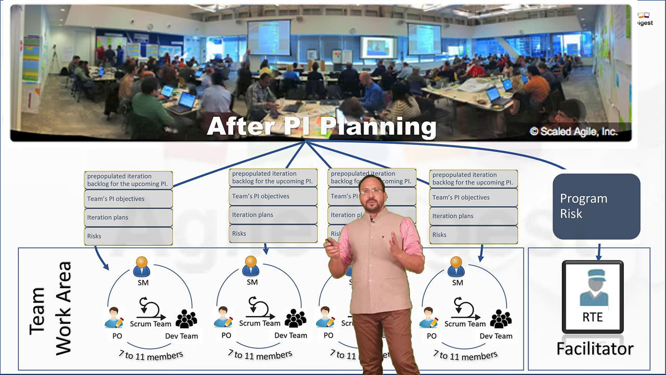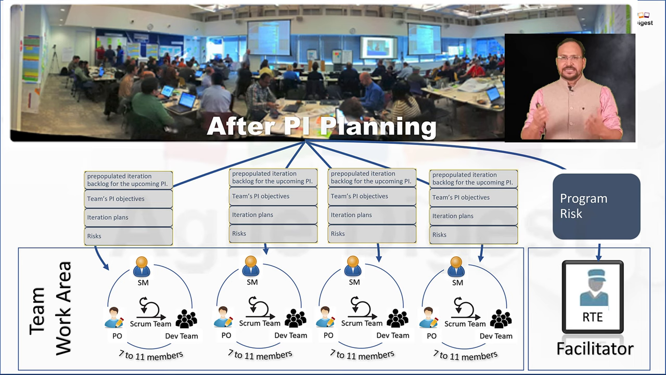So once your PI planning is done, each team will get some details: a pre-populated iteration backlog for the upcoming PI, the team PI objectives, the iteration plan, and the risks. These will be received by all teams. If there is some program risk, that will be with your RTE.